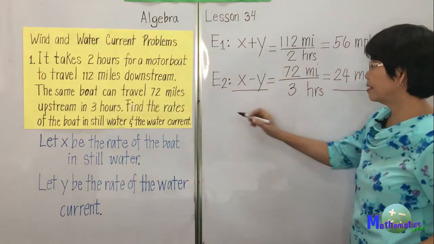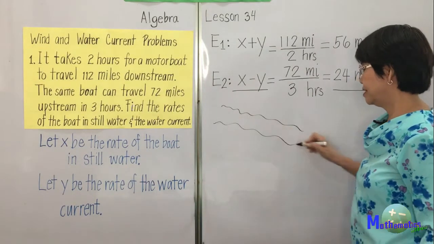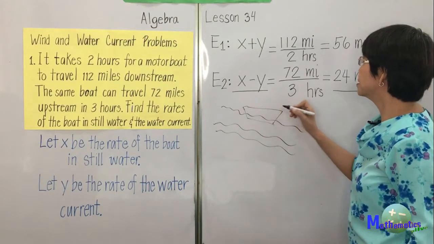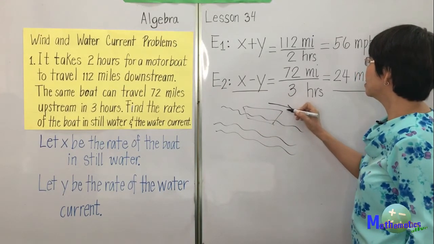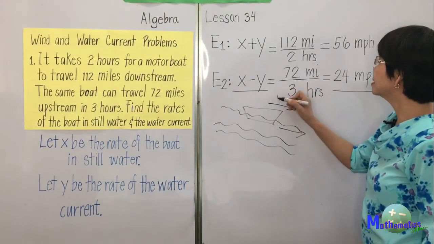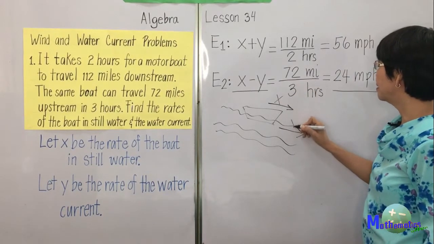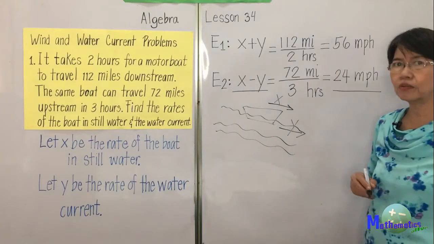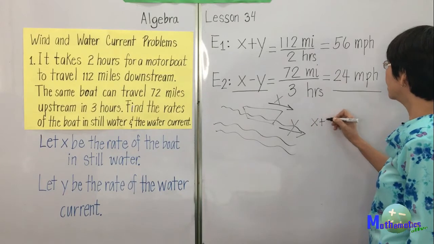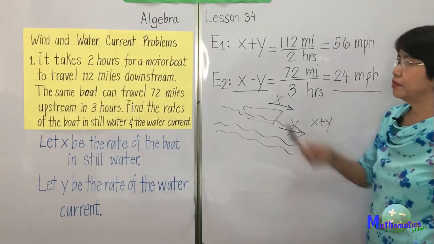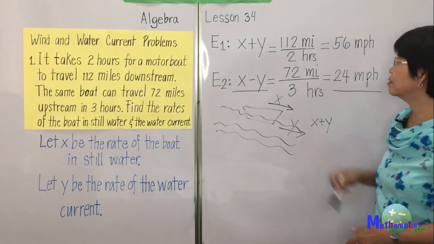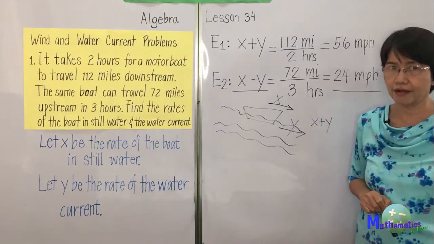So we can illustrate that with this illustration. And here is the motorboat. It's going downstream, and the water current is also going downstream. So this is the x and this is the y. So going downstream, the representation is x plus y. So we have 112 miles in 2 hours, and we just simply divide that. So we have 56 miles per hour.